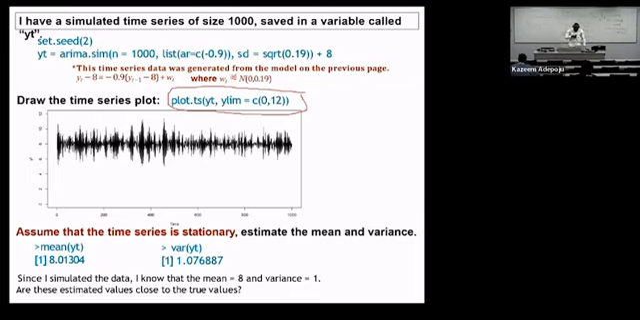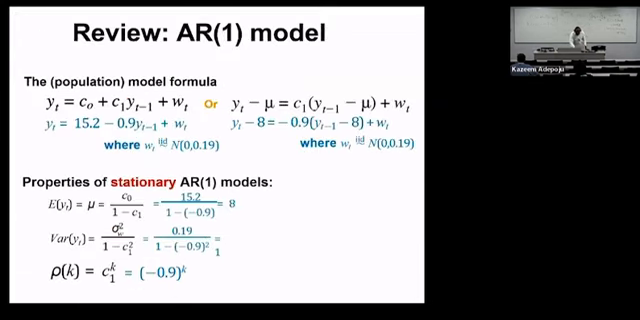You know what we want to do now? Please pay attention. Do you know that we know the theoretical mean and the theoretical variance of YT? Let me take you back. What is the theoretical mean? The expected value of YT is the theoretical mean. The variance of YT is the theoretical variance. The rho k is the theoretical autocorrelation. So what is the theoretical mean? 8. What is the theoretical variance? 1. And what is the theoretical autocorrelation? It's negative 0.9.